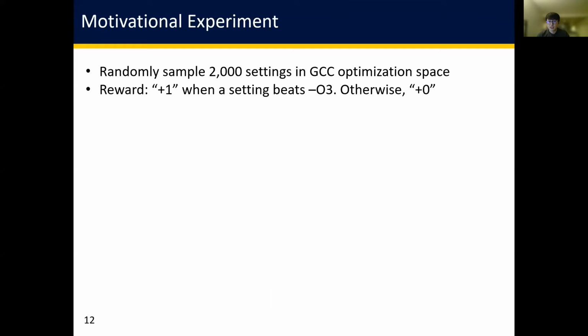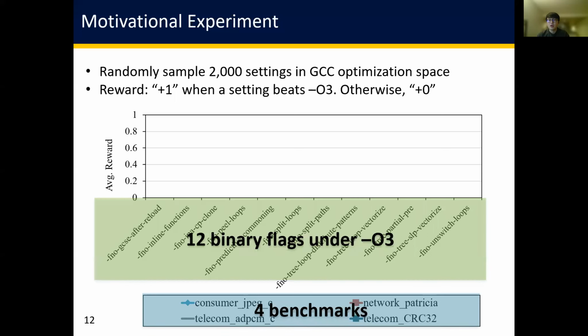As a motivational experiment, we sampled 2,000 random settings in GCC optimization space. Each setting will be rewarded by +1 if it can outperform O3, which is the fastest setting in GCC. In this case, the average reward will be a probability of beating O3. We examined 12 binary flags under O3 over 4 benchmarks.